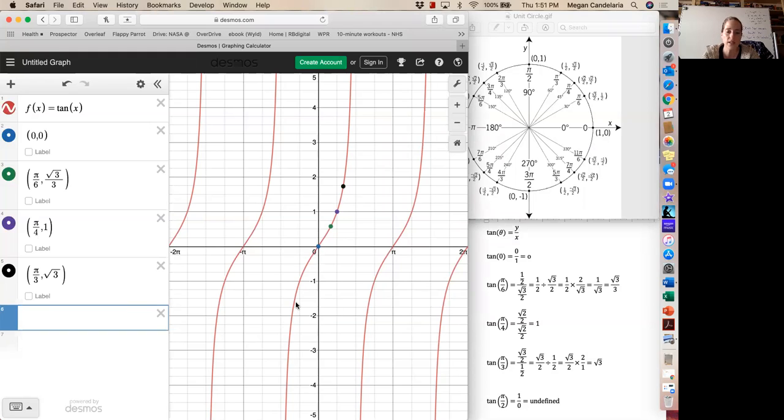Okay, so this is our tangent function. It looks very different from our sine and cosine functions. Our sine and cosine functions were those nice waves. This is not waves, right? These are just repeated S-curves.